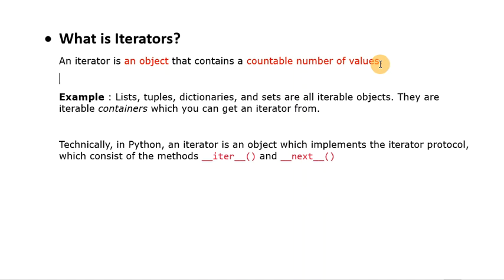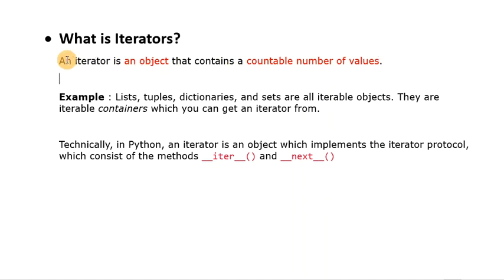It means it is going to have more than one value, so we can consider an iterator as a kind of list or array, because it is a kind of container which is going to contain lots of values. Those values we can count. That is why it is called a countable number of values. Those values will not be uncountable; they will be countable.